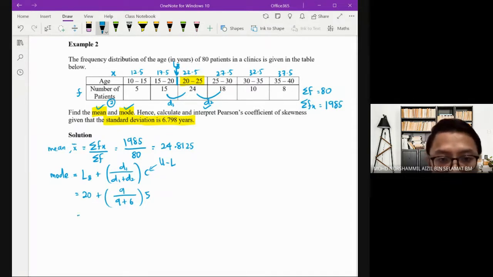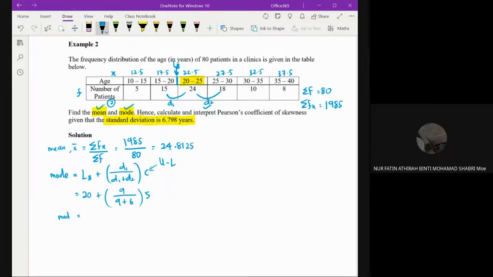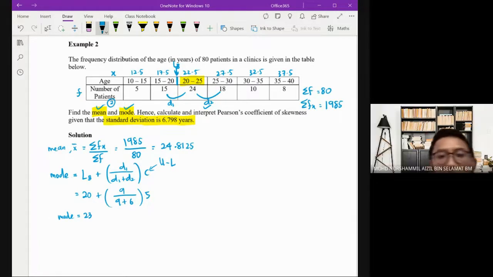Please do calculate. What do you get for mode? 23. Exactly, you obtain 23 for the mode. And the standard deviation is given to you already, 6.798.